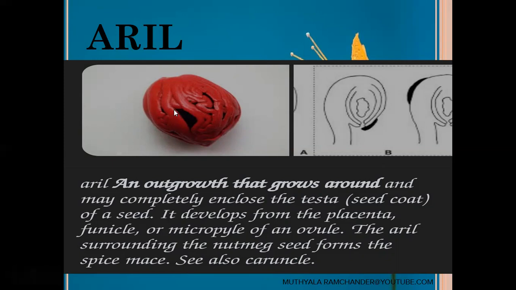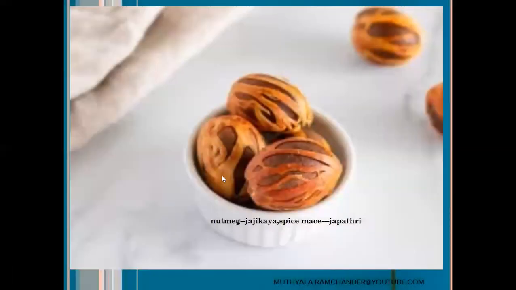They are called aril. These also play a major role in the seed dispersal mechanism. These are the nutmeg seeds. The seeds contain the aril, or Javitri, the spice mace. Nutmeg and mace are called aril.